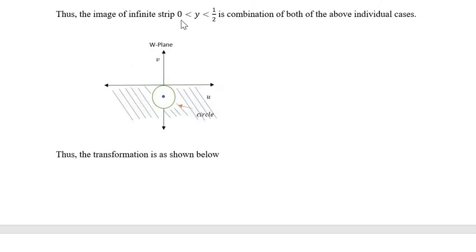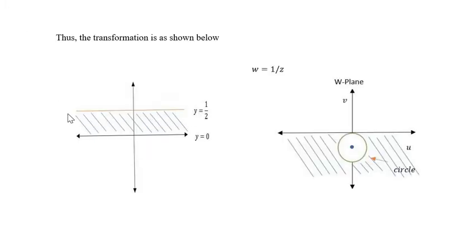Thus the image of the infinite strip 0 less than y less than 1 by 2 is the combination of both of the above individual cases. It is the exterior of the circle as discussed above. Thus the infinite strip 0 less than y less than 1 by 2, that is this region, under the mapping 1 upon z, is mapped to the region which is exterior to this circle.